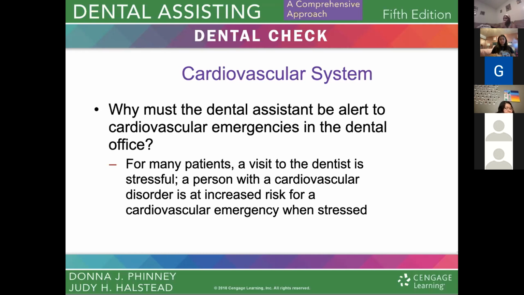What happens when the heart gets stressed? A type of cardiovascular event. They can have a heart attack, exactly. We do not want the heart to stop or to have any type of infarction or anything like that when they're in the dental chair. That's just bad publicity, so we don't want that at all.